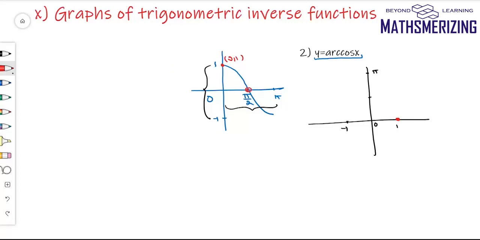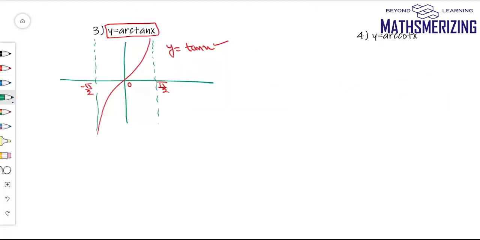This point is pi by 2 comma 0, so it will be 0 comma pi by 2. And then this point is pi comma minus 1, so now it will be minus 1 comma pi. Now if I take the y equals x line and take the reflection, my graph will look like this. So that is the graph of y equals cos inverse of x.